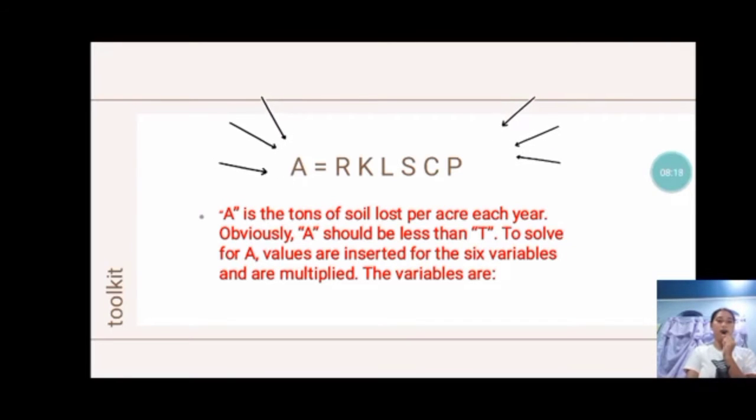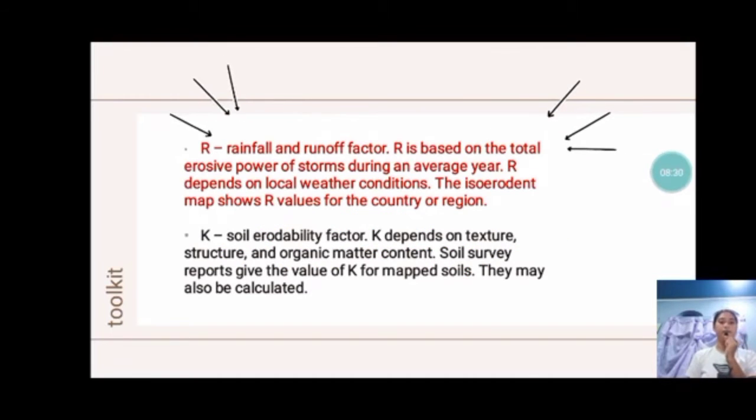Obviously, A should be less than T. To solve for A, values are inserted for the 6 variables and are multiplied. The variables are: R stands for rainfall and runoff factor. It is based on the total erosive power of storms during the average year. R depends on the weather condition.